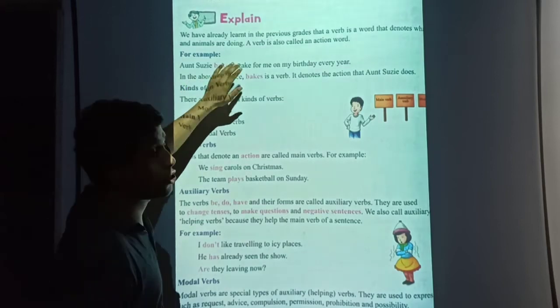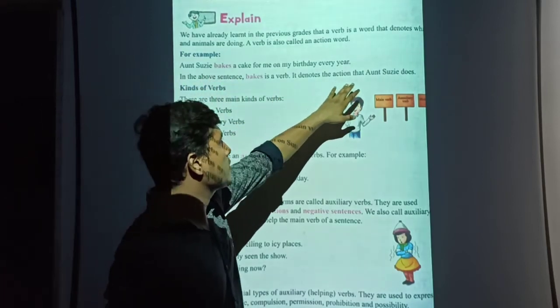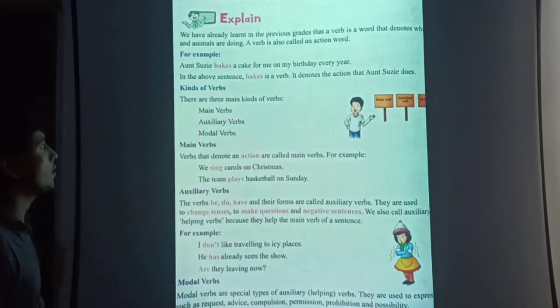Right? This is a word which is showing action in a sentence. In the above sentence, bake is a verb. It denotes the action that Aunt Susie does. Now the kinds of verb.